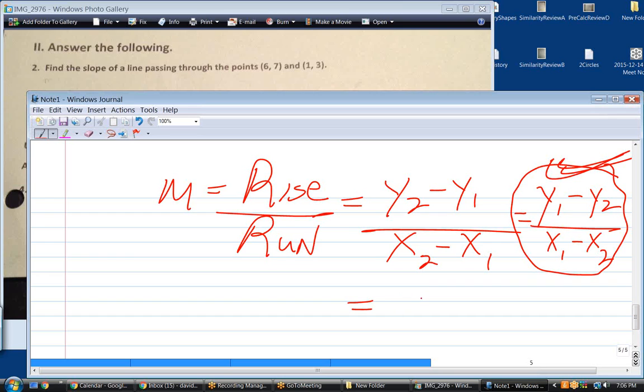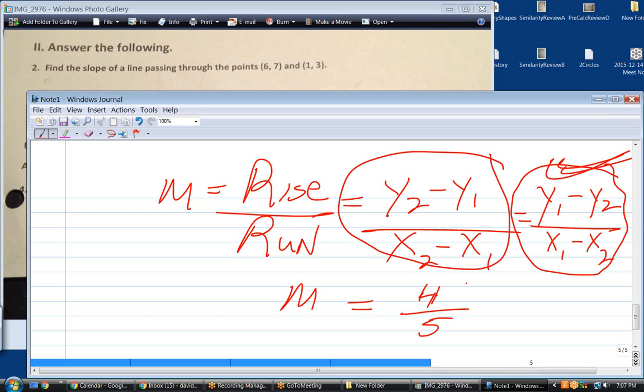So what is y sub 1 minus y sub 2? So that would be 7 minus 3. Which is 4. Okay. 4. Divided by 6 over. 6 minus 1 would be the x's, so that would be 5. There's our slope. Okay. Now, had we chosen to do it this way, we would have gotten 3 minus 7, which is negative 4. And we would have had 1 minus 6, which is negative 5. Well, negative 4 divided by negative 5 is 4/5, same slope as doing it this way.